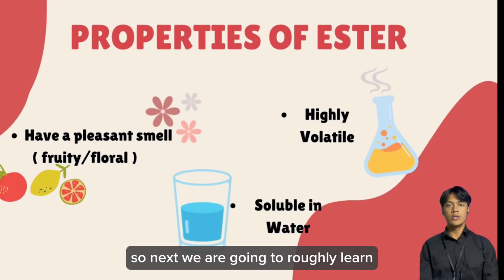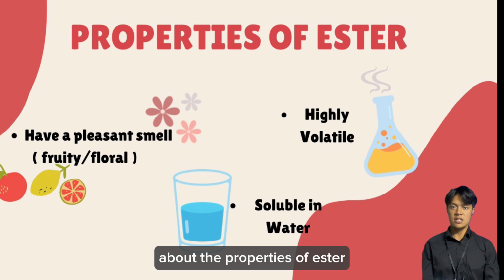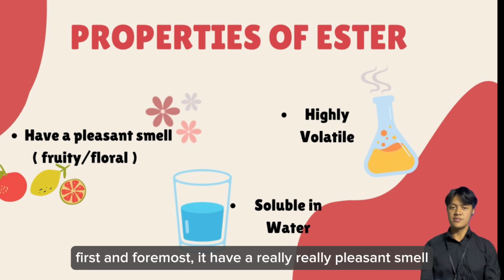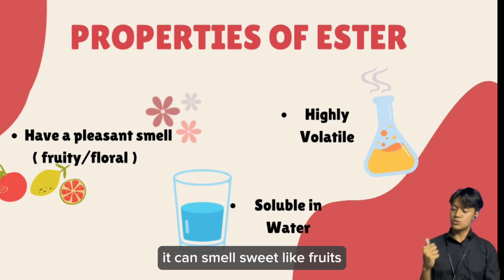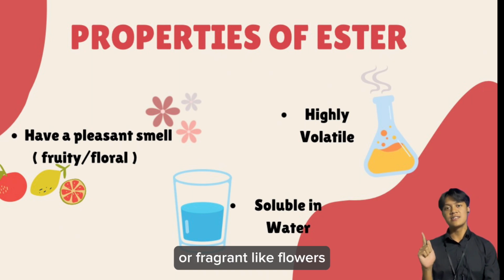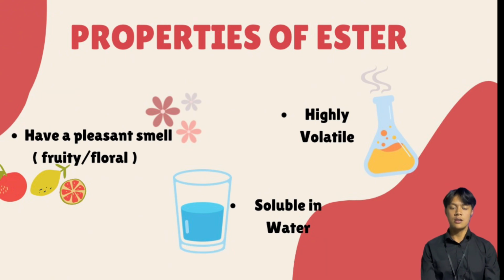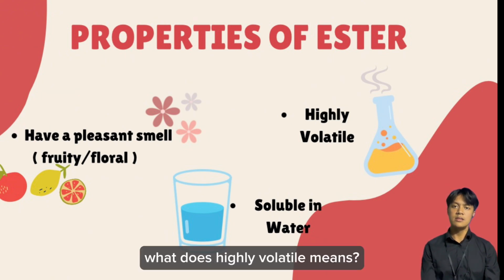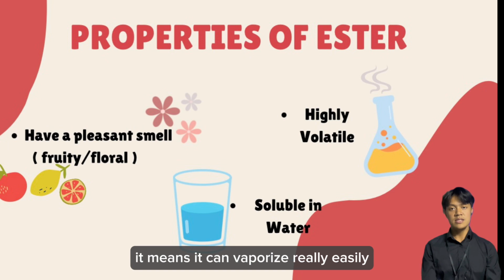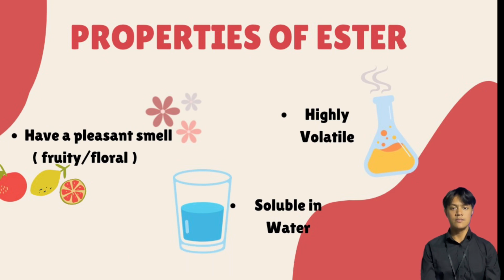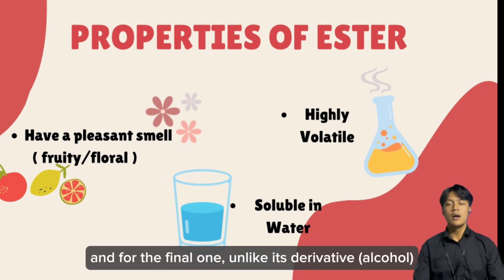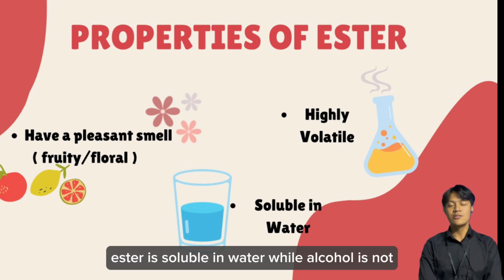So next, we are going to roughly learn about the properties of ester. First and foremost, it has a really pleasant smell. It can smell sweet like fruits or fragrant like flowers. The second property is that they are highly volatile. What does highly volatile mean? It means it can vaporize really easily. And for the final one, unlike its derivative, alcohol, ester is soluble in water while alcohol is not.